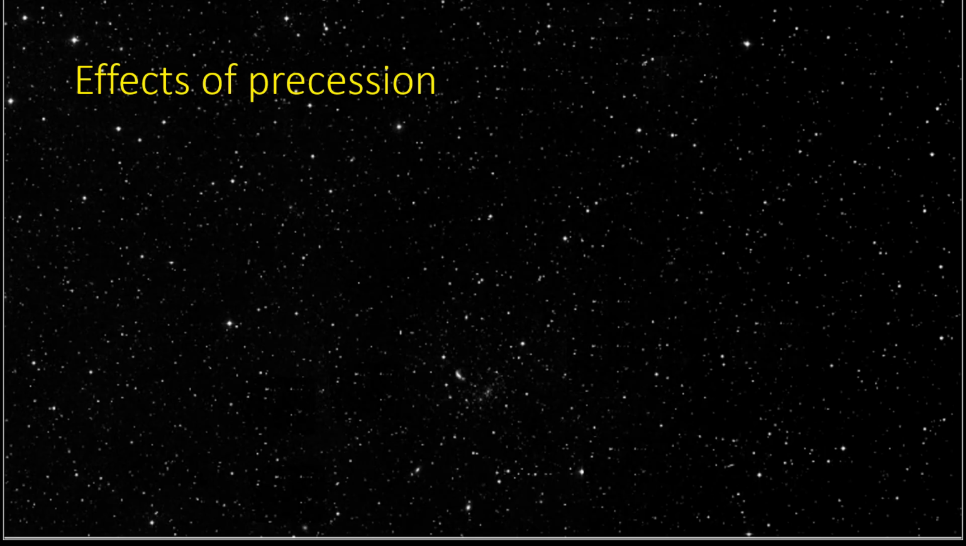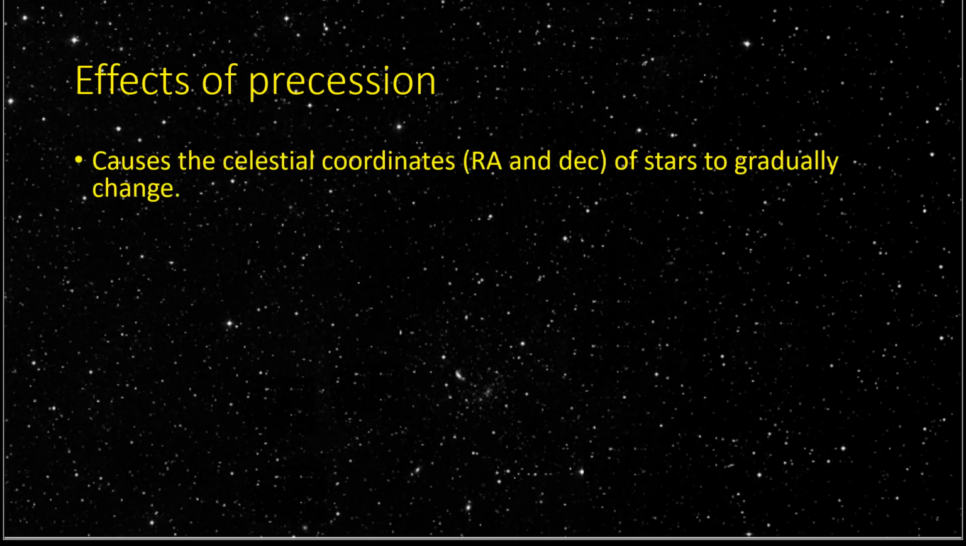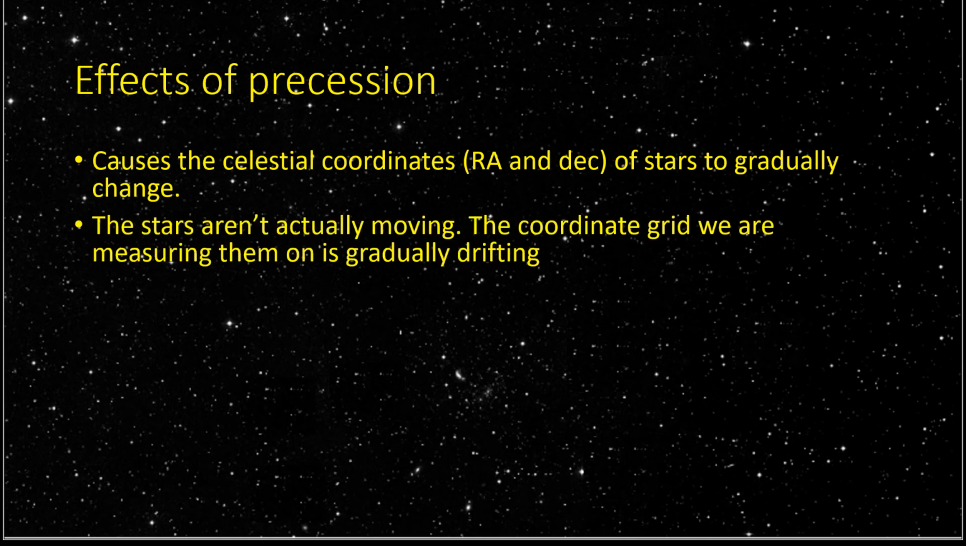The effect of precession is that it causes the celestial coordinates of stars to gradually change. This doesn't mean the stars are moving. All that's happening is the coordinate grid we're measuring them against is gradually drifting.